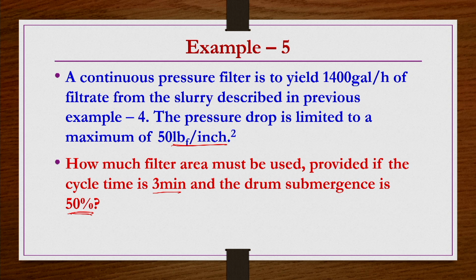Right, the previous one that we have done was a batch process, constant pressure but batch process. This problem has the same slurry, same properties of cake resistance, Rm, etc., viscosity of filtrate, etc., but this problem is constant pressure but continuous filtration, not batch filtration. So, here we have to use the equations corresponding to continuous filtration. Okay.